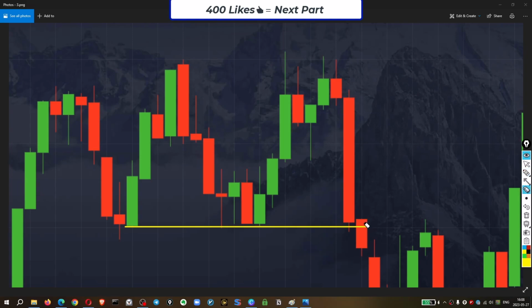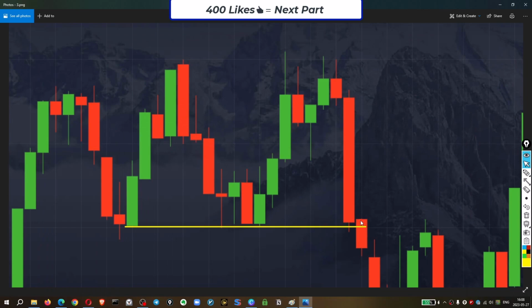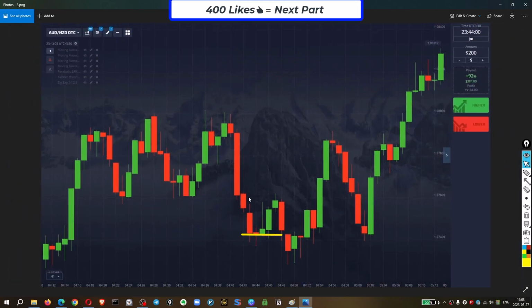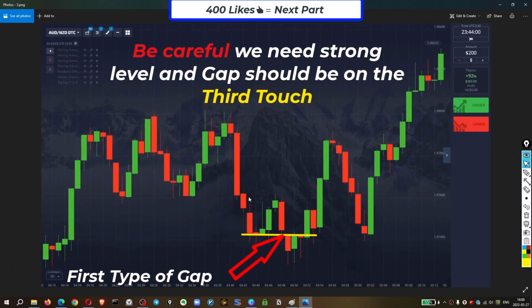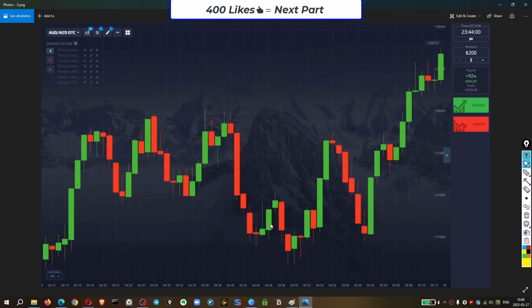This is the second type of gap. If you look here, this is the second type of gap. This candle closed on the level, but the next candle opened with a gap and made a little bit of space to the level. So this space should be filled. So the next candle comes down.